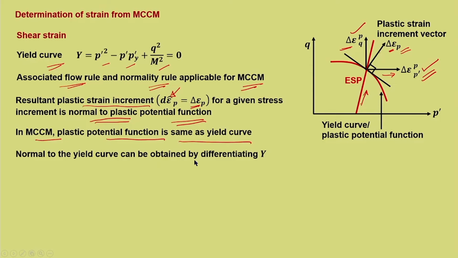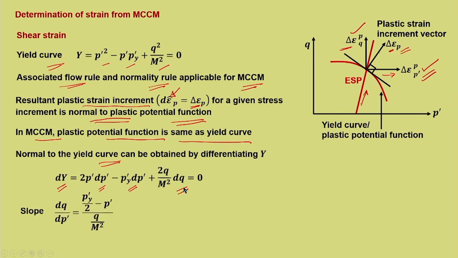Now, the normal to the yield curve can be obtained by differentiating y. Basic calculus says that we can get the normal to the yield curve by differentiating the equation of the yield curve. So, we get the tangent, and from the tangent we can get the normal. So, dy, the differential, is 2p'dp' minus p'_y dp' plus 2q/M^2 dq equal to 0. If you rearrange it, the slope dq/dp' is equal to (p'_y minus 2p') divided by (2q/M^2), that is rearranging this equation.